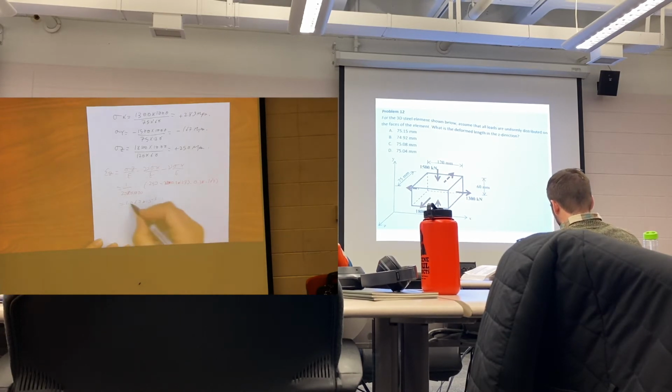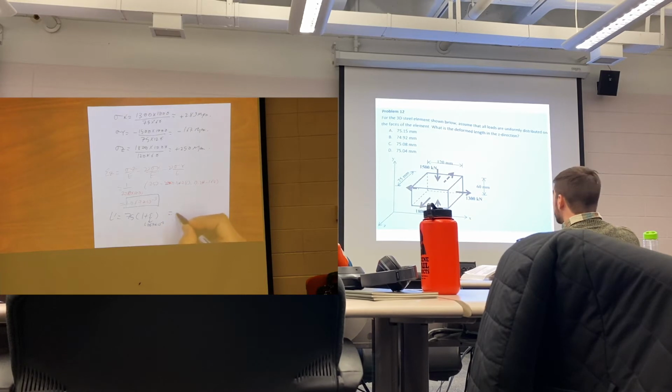The strain is positive, so we were correct. We will increase in length. L dash equals 75 times 1 plus epsilon, which will be 75.08 millimeters. So the answer is actually C.